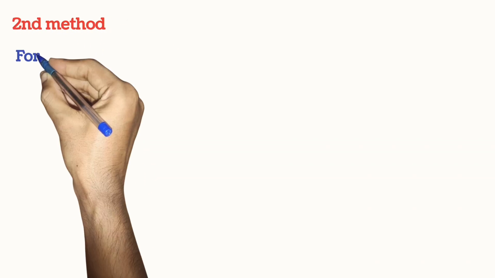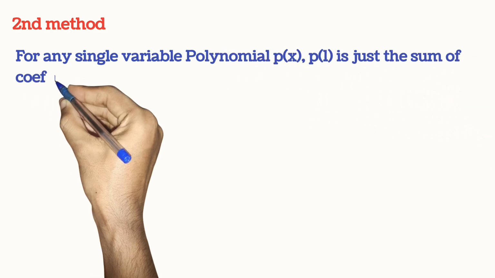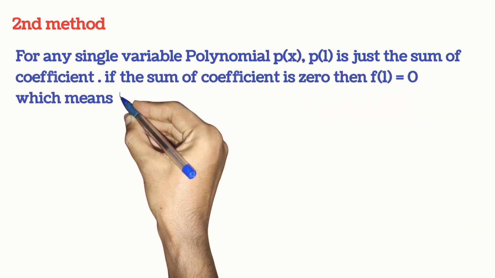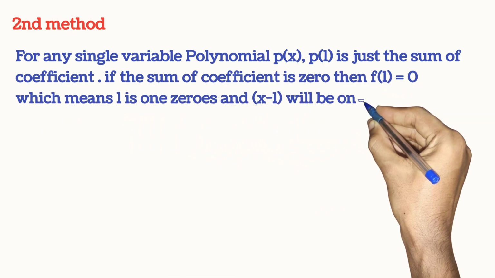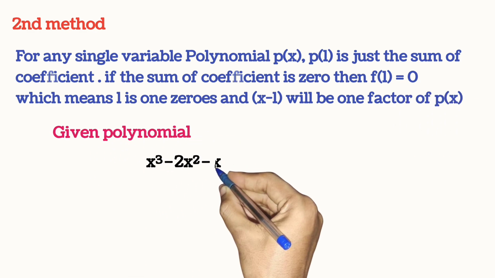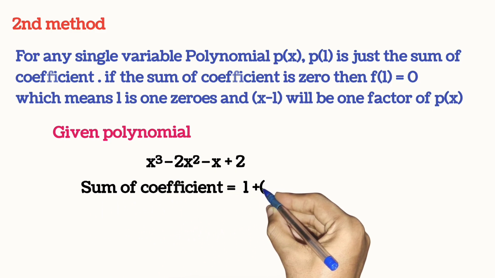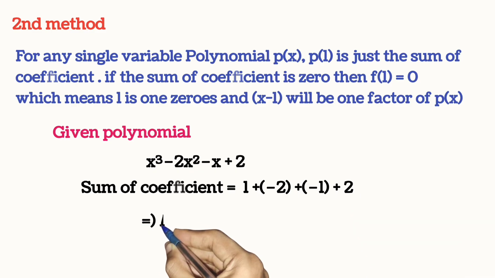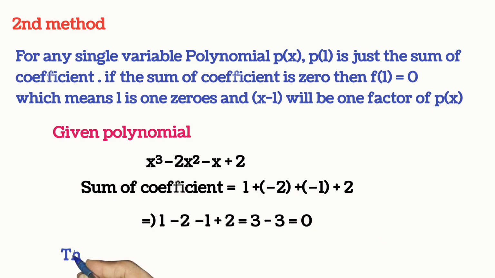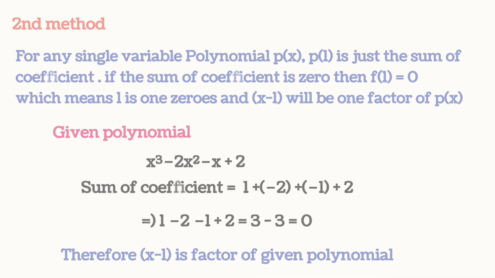Second method, for any single variable polynomial p(x), p(1) is just the sum of coefficients. If the sum of coefficients is 0, then p(1) equals 0, which means 1 is a zero and x - 1 will be one factor of p(x). Given polynomial x^3 - 2x^2 - x + 2, sum of coefficients is 1 - 2 - 1 + 2, that is equal to 3 - 3, that is equal to 0. Therefore, x - 1 is a factor of the given polynomial.